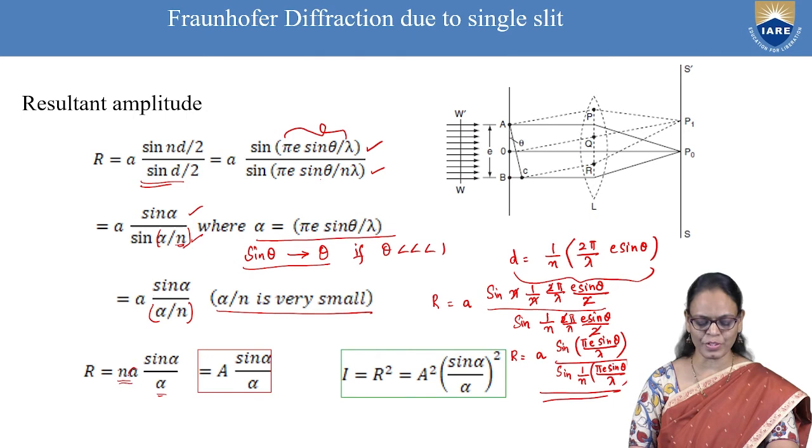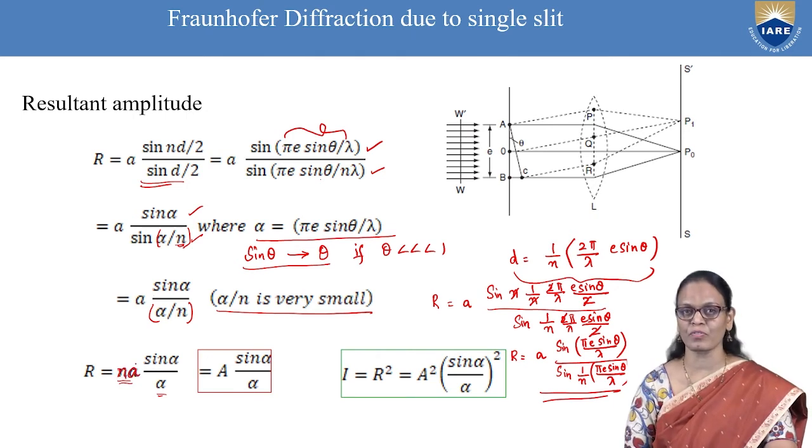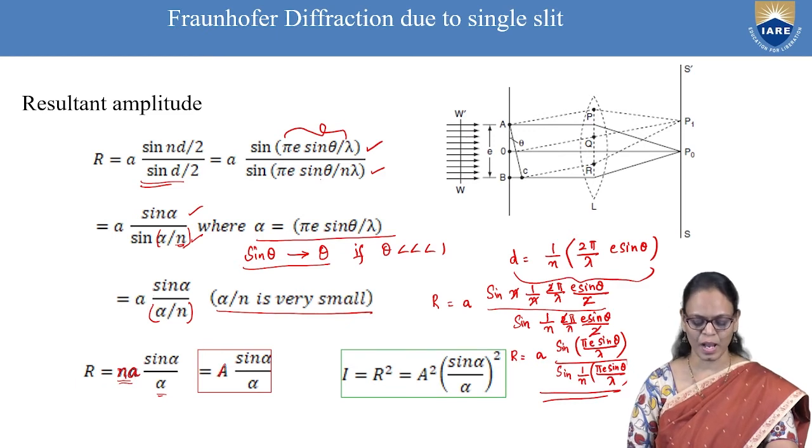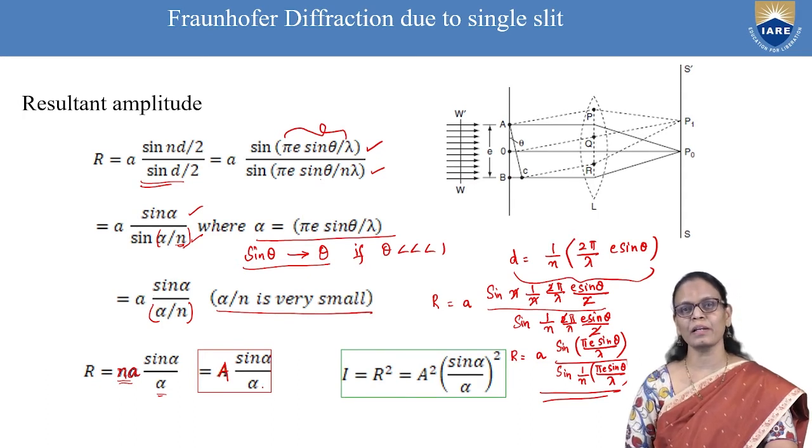A is the amplitude of one wave and nA is the amplitude of n number of waves. So n into A will give us the amplitude, a constant for a given n. So what we are getting, the resultant amplitude, is given by R equals A sine alpha by alpha.